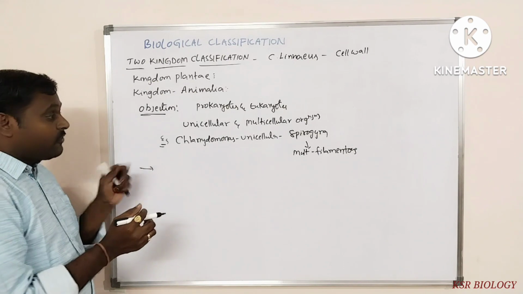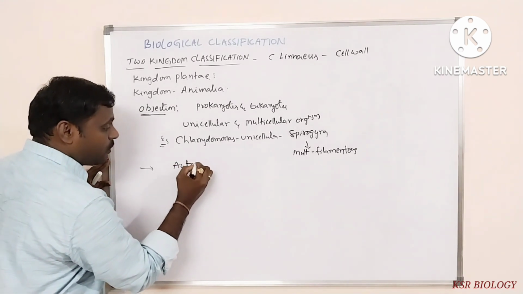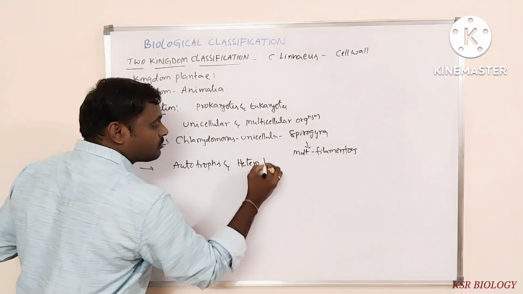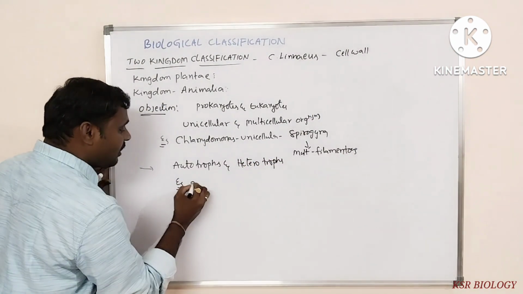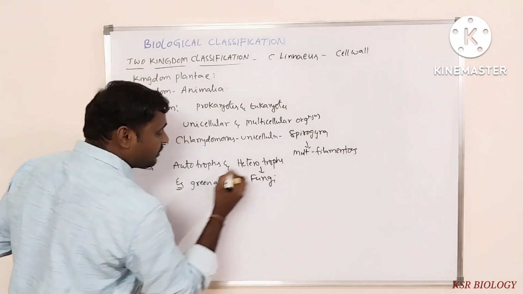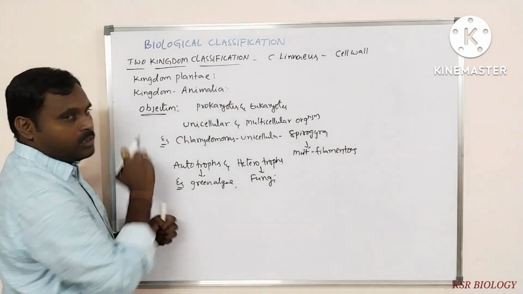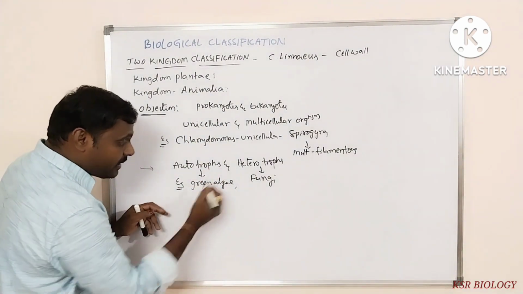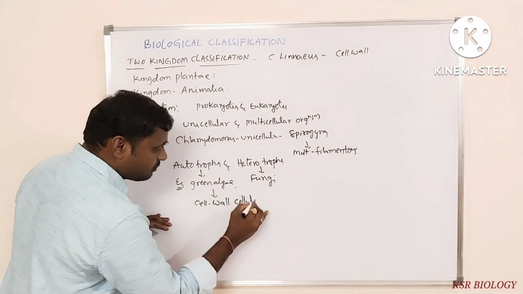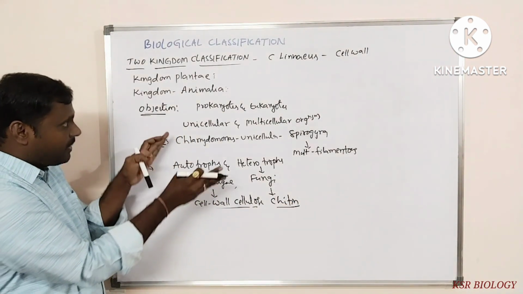And moreover, it did not distinguish between autotrophs and heterotrophs. For example, the green algae and the fungi. The fungi are heterotrophs, the green algae are autotrophs. Both are placed together under kingdom Plantae because of the presence of a cell wall. But if you compare the algae and the fungi, in algae the cell wall is made up of cellulose, but in fungi the cell wall is made up of chitin. So though their cell wall composition is also different, they are placed under kingdom Plantae.